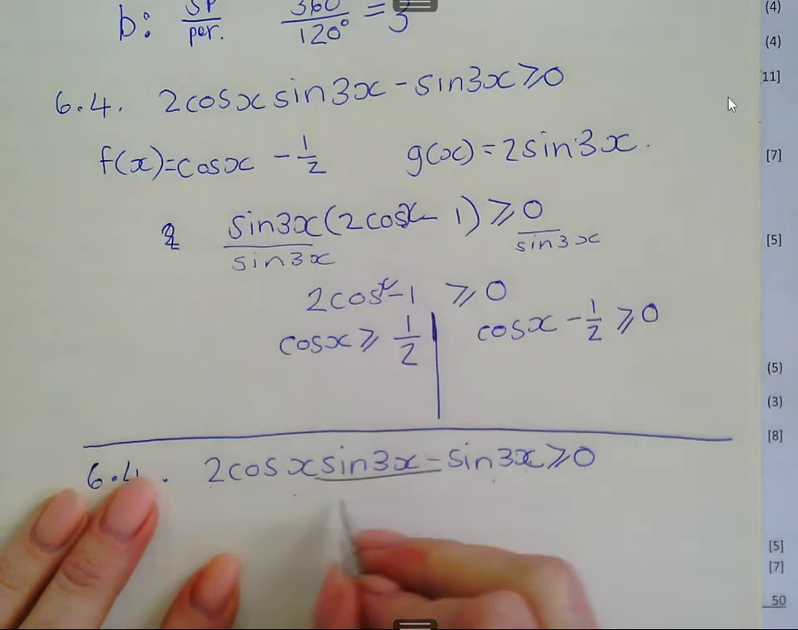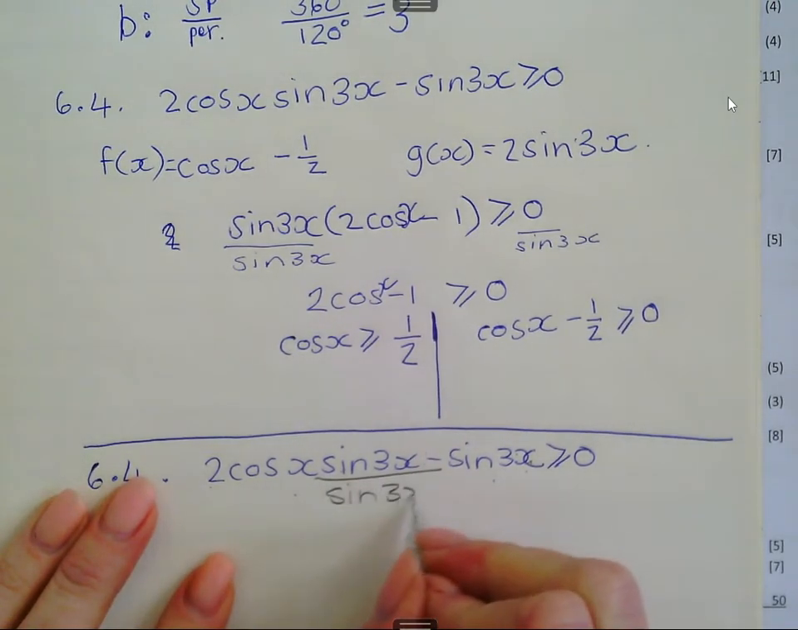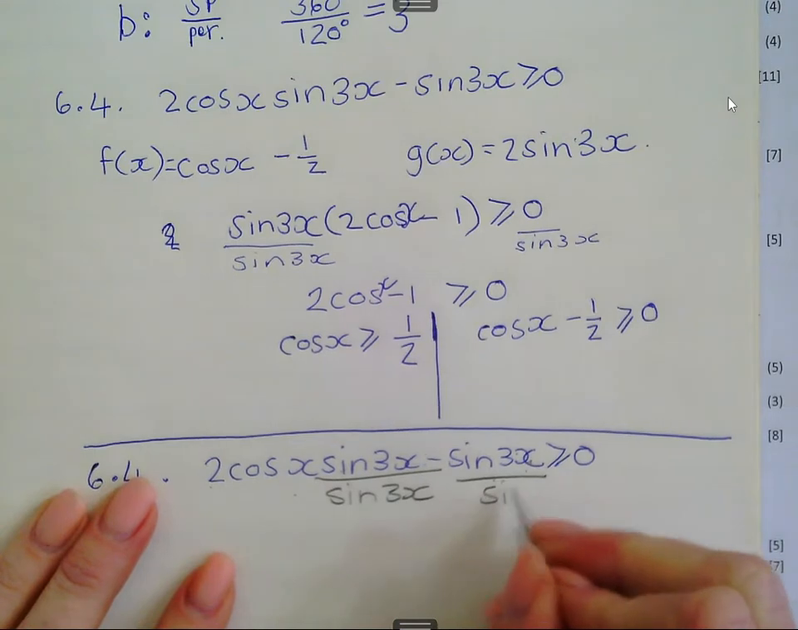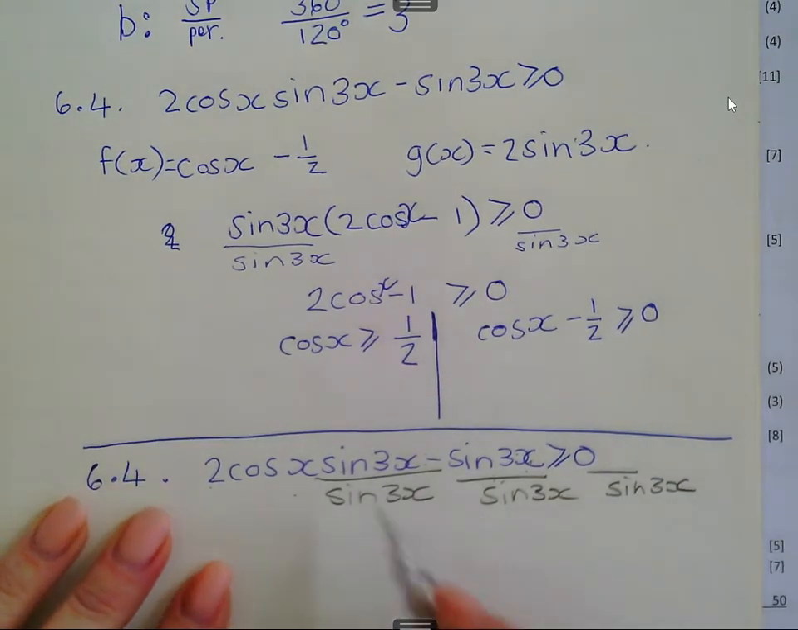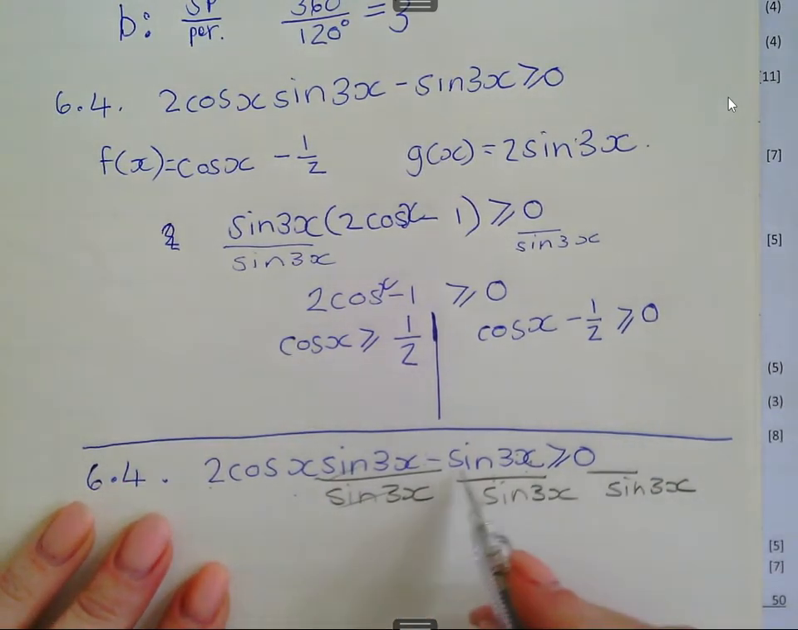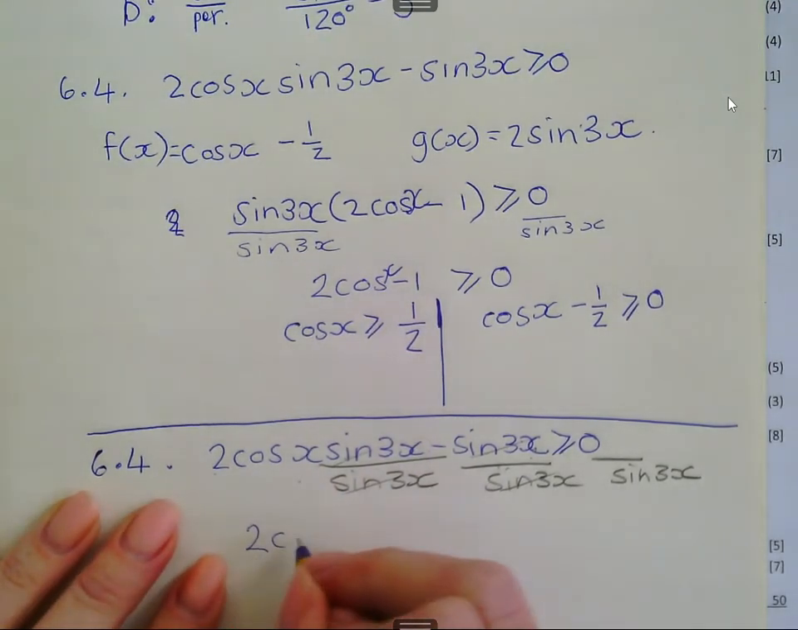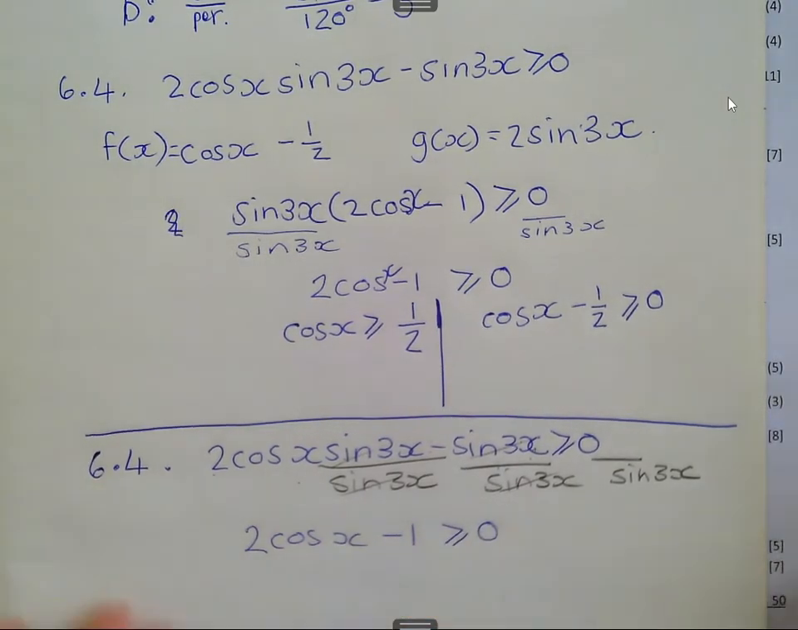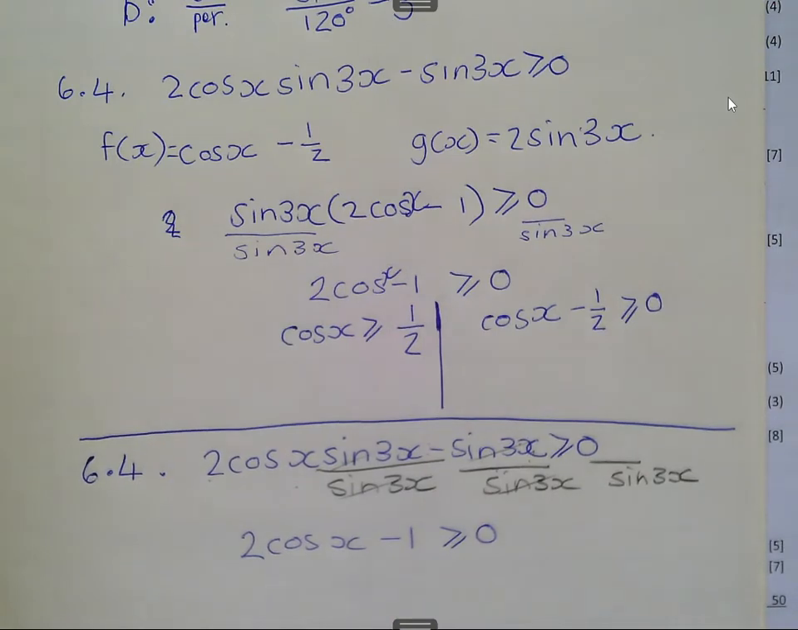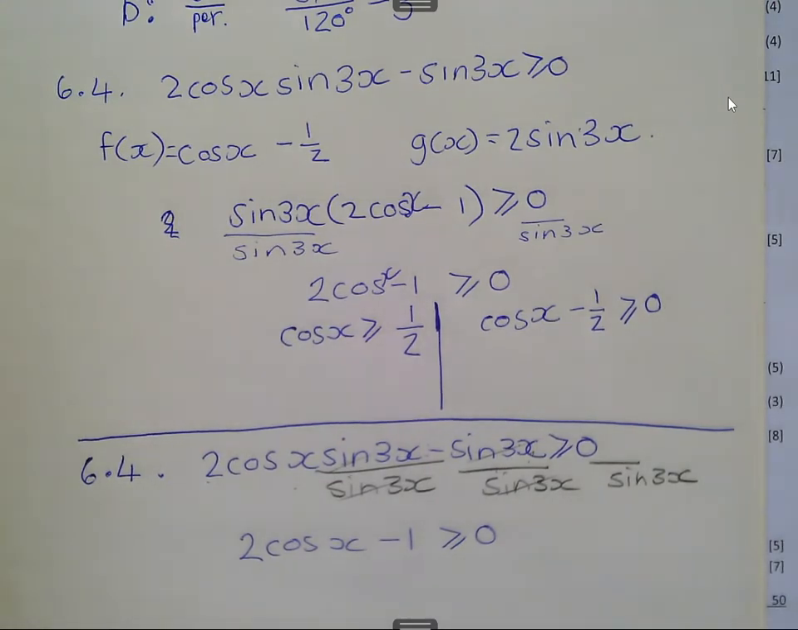So I'm just going to say divide by sin 3x. And then I'm also dividing by sin 3x here, no? But 0 divided by anything is just 0. So here it cancels out, here it cancels out, and here it becomes 0. So I'm left with 2 cos x minus 1 greater than or equal to 0. Now at least I only have one function, which might be the function f. It looks a lot like it.